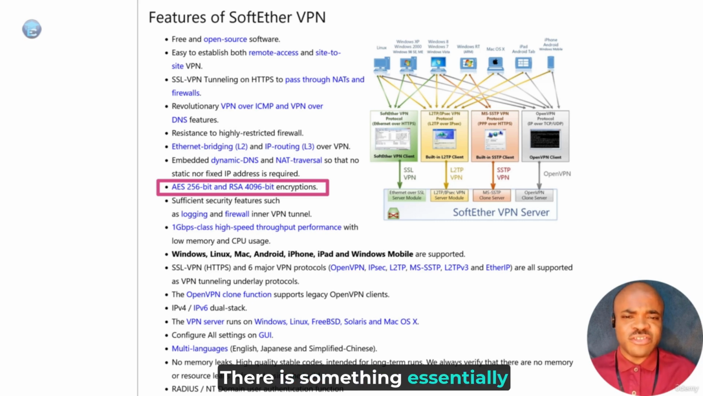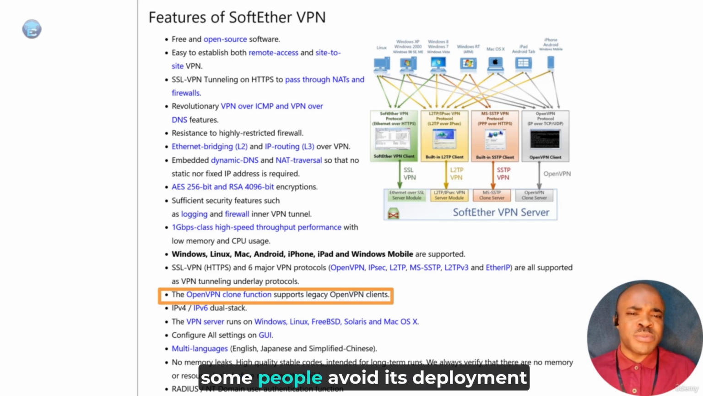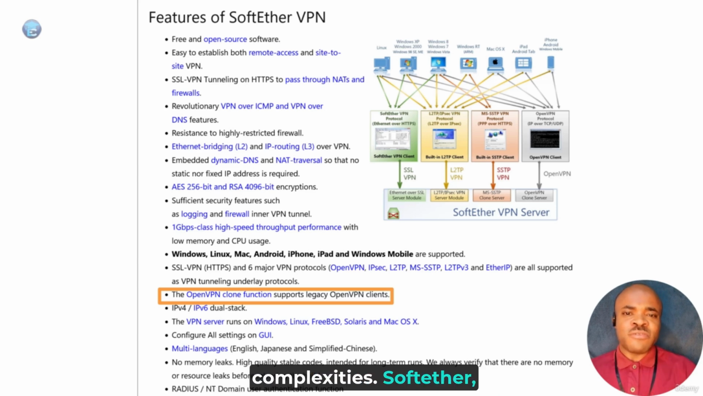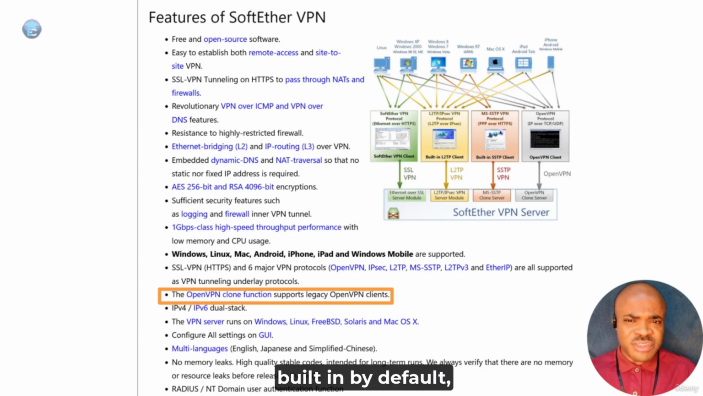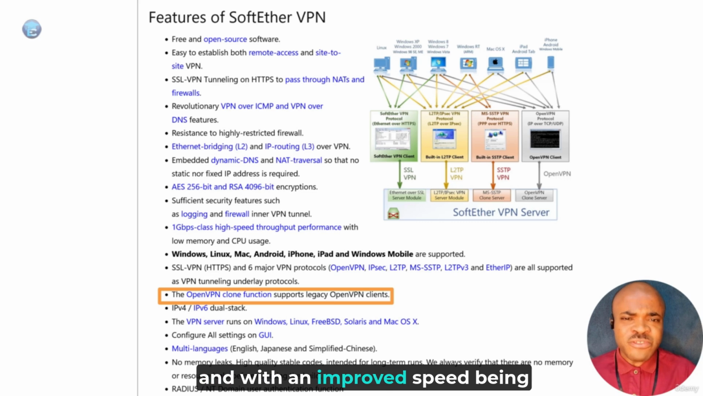There is something essentially interesting about SoftEther. It makes the rather tedious task of paying for, setting up, and configuring an OpenVPN server very easy. As secure as OpenVPN might be, some people avoid its deployment because of the associated complexities. SoftEther, as we will soon explore, has OpenVPN functionality built in by default. And once enabled, you can enjoy the same robust functionalities of OpenVPN protocol and with an improved speed, being a way lighter design.